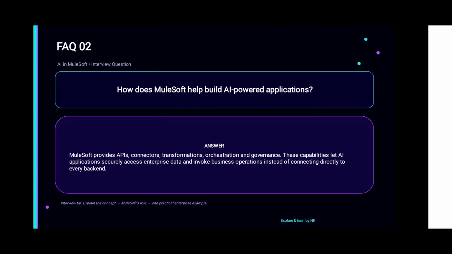Now, how does MuleSoft help build AI powered applications? MuleSoft provides APIs, connectors, transformations, orchestration and governance. These capabilities let AI applications, AI clients, securely access enterprise data, right, and invoke business operations instead of connecting directly to every backend. We should not let AI applications directly communicate with backend systems, but it should be through MuleSoft, so that they securely access enterprise data and invoke business operations, right?